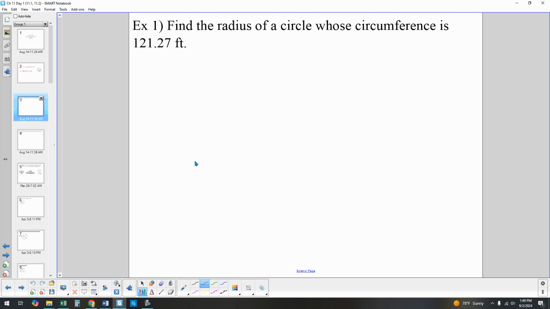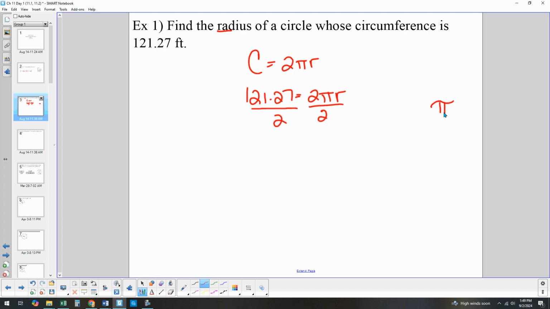So we want to find the radius of a circle whose circumference is 121.27 feet. So if C equals, we're looking for r, so 2 pi r, I'm going to take 121.27 and set that equal to 2 pi r. I would recommend dividing in separate parts because if you try to divide all at once, you need to use parentheses. So you could divide by 2 first and then divide by pi on your calculator, and there is a button on your calculator that is the pi symbol.